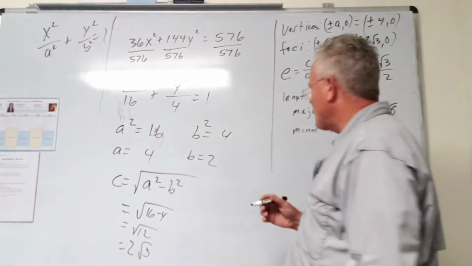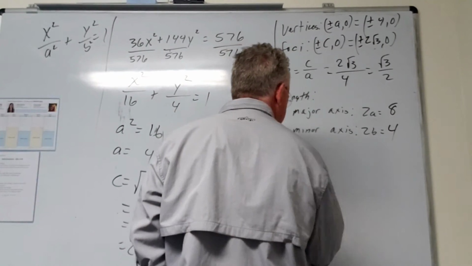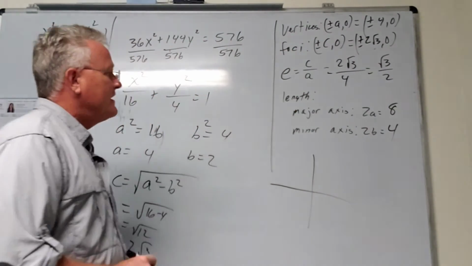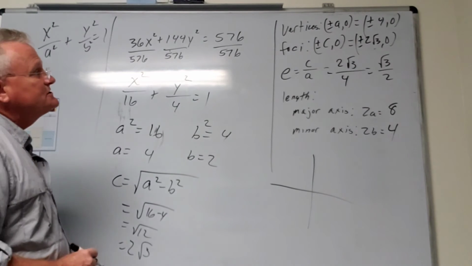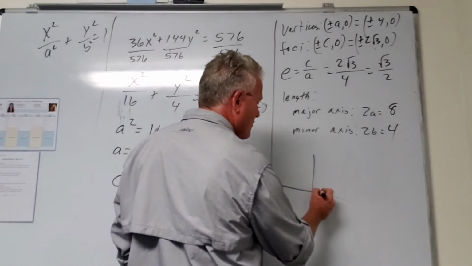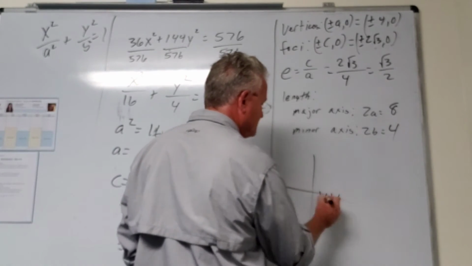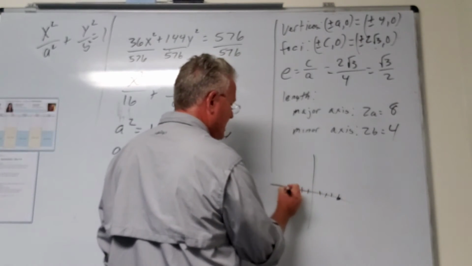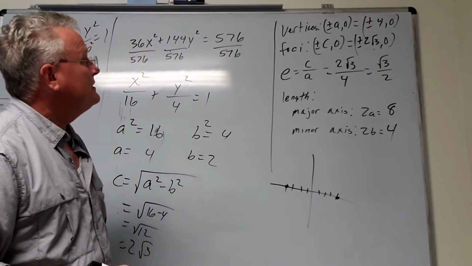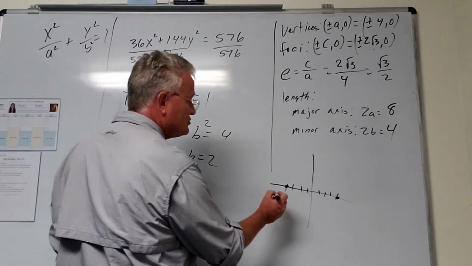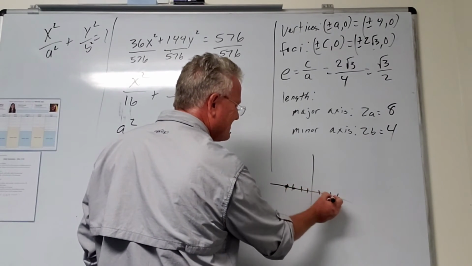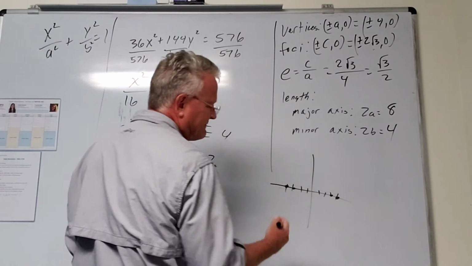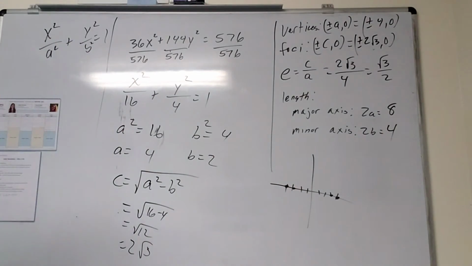So let me just graph this. How does all this fit into the graph? Right, so the vertices are plus and minus 4. 1, 2, 3, 4, 0. Negative 4, 0. The foci are plus and minus 2 root 3. That's somewhere in here, roughly. I don't know what 2 times root 3 is.